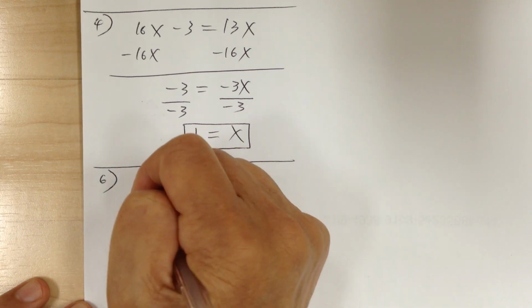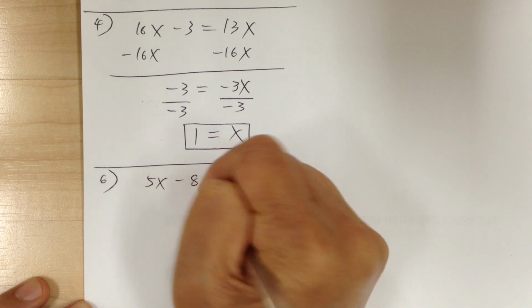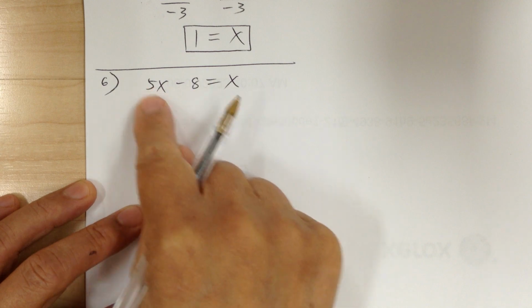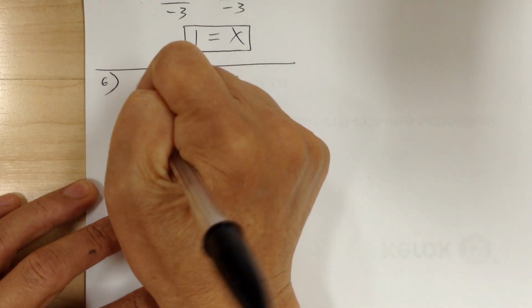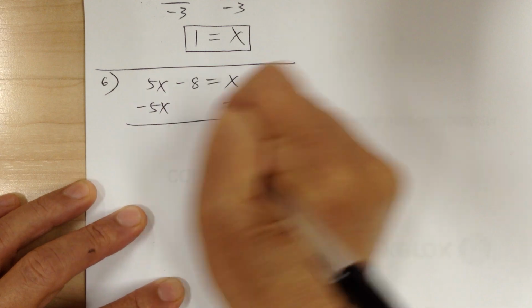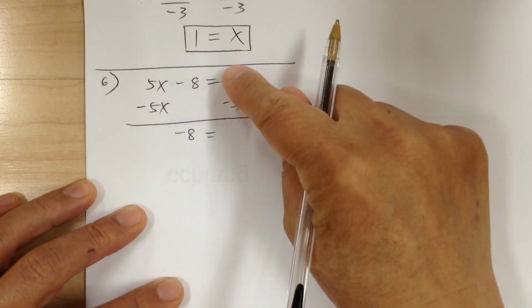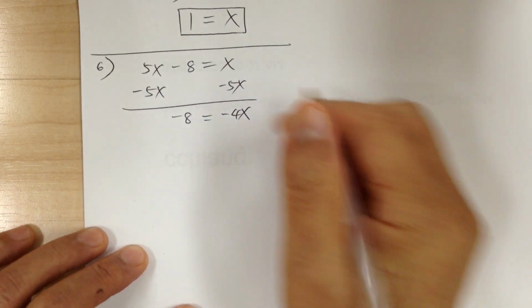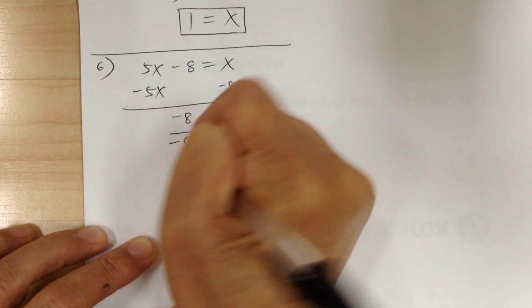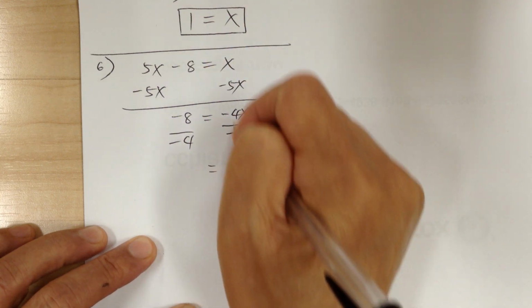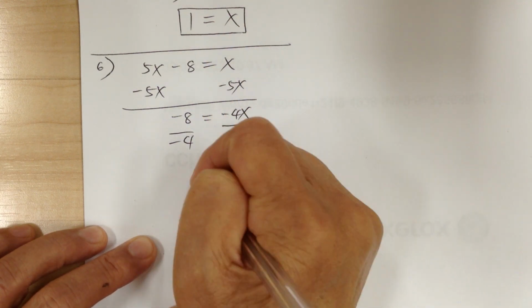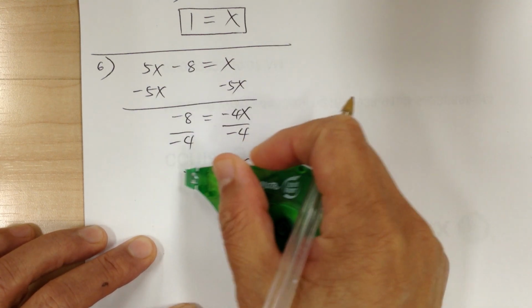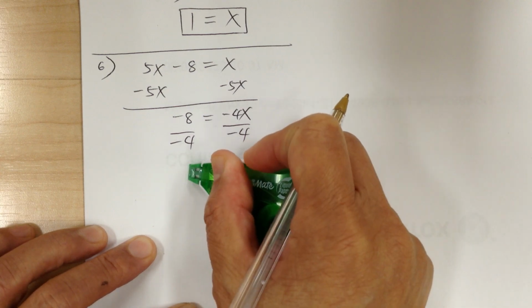Okay, next one is number 6. You have 5x minus 8 equal to x. So again, the number is on this side, so we're going to move the variable to the other side. So minus 5x on both sides. So you got negative 8 equal to, now you got 1x minus 5x will give you negative 4x. Then divide by negative 4, divide by negative 4. Again, down the equal sign all the way. So negative 4 cancels out, so you got x equal to positive 2. Negative and negative cancel out, so you end up with a positive 2.